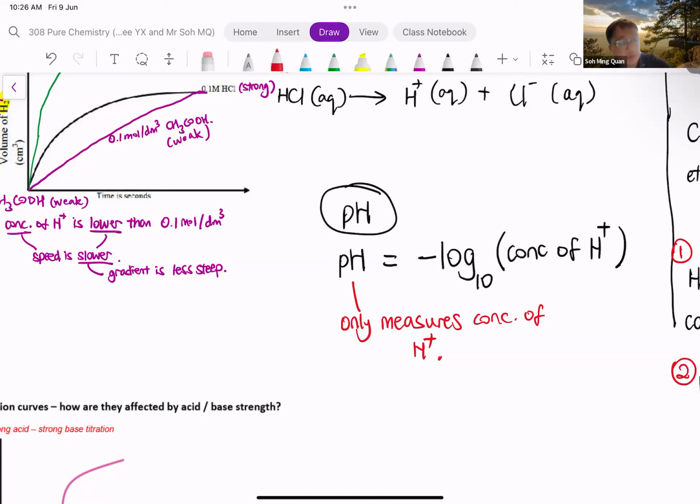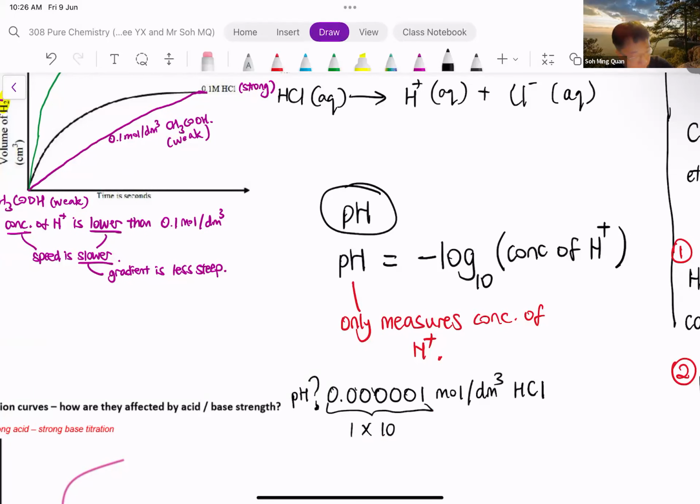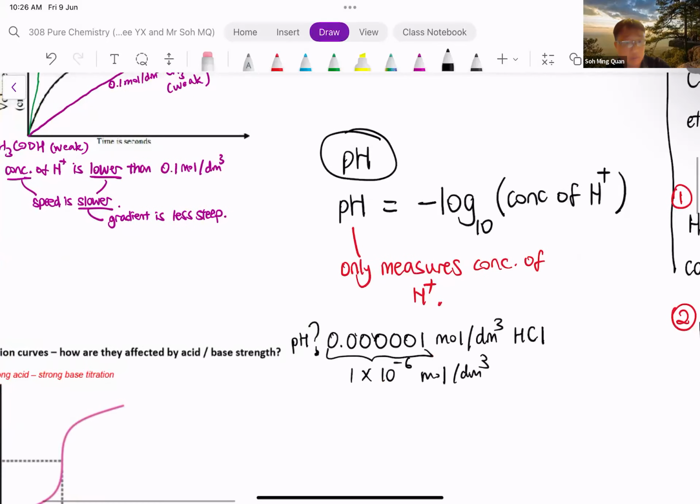So what happens when, let's say, you have 0.000001 mole per dm cube HCl? What is the pH? So you can rewrite this. This is 1 times 10 to the power of -6. So if you use your logarithms, negative log base 10, 1 times 10 to the power of -6, you get pH 6, you know.